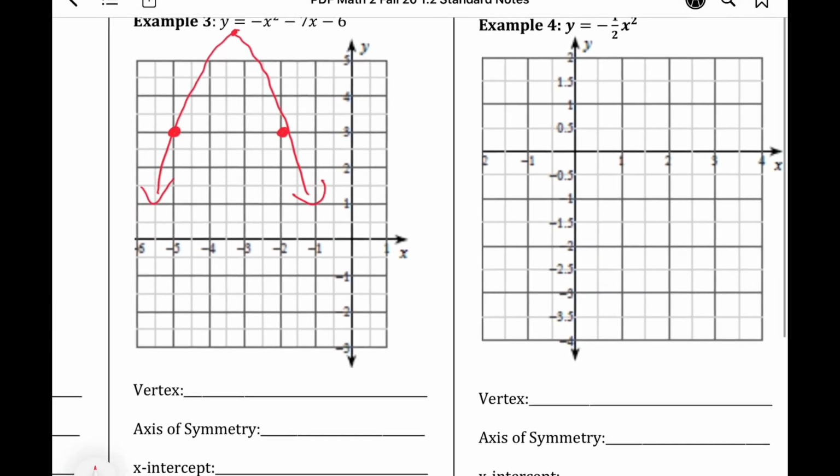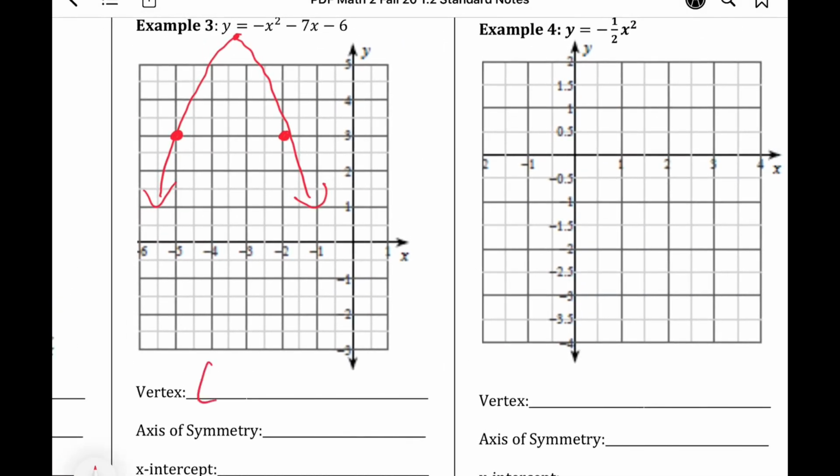So your vertex, again you can get this from Desmos, is -3.5, 6.25. Whatever that x value is going to be that line of symmetry. Yes, you have to put that x equals part, because if you just put -3.5, that's just a number. That x equals part makes it a line of symmetry, an actual line on the graph.